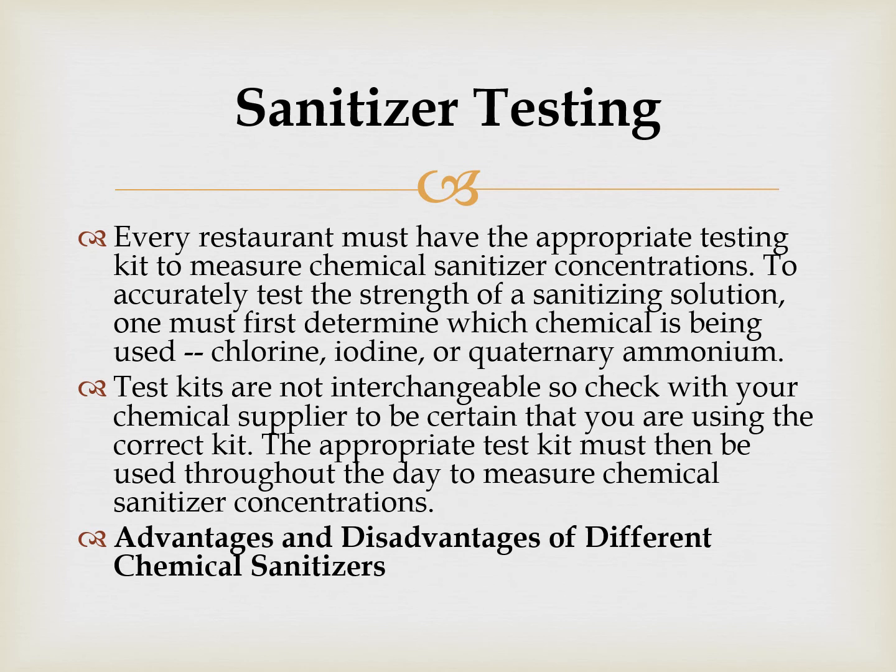Sanitizer testing. Every restaurant must have the appropriate testing kit to measure chemical sanitizer concentrations to accurately test the strength of a sanitizing solution. One must first determine which chemical is being used: chlorine, iodine, or quaternary ammonium. Test kits are not interchangeable, so check with your chemical supplier to be certain that you are using the correct kit. The appropriate test kit must then be used throughout the day to measure chemical sanitizer concentrations.